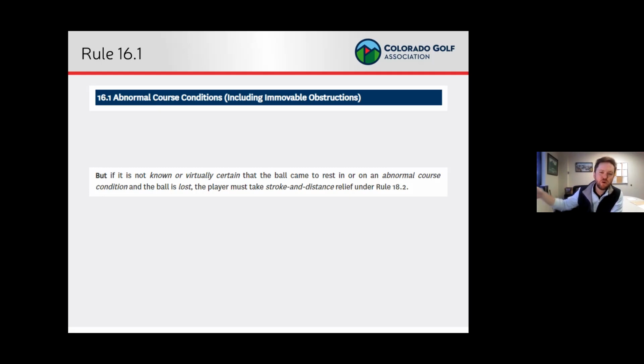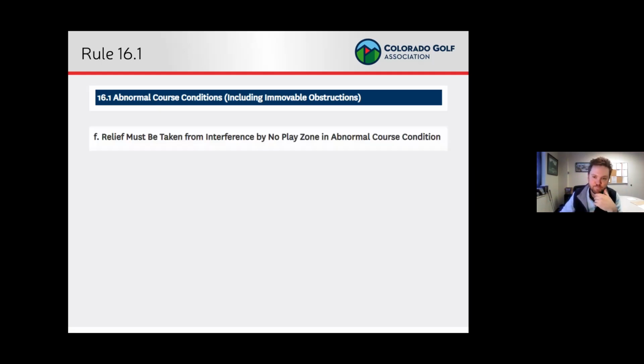You don't get to say, oh yeah, well, I hit it 300 yards away and there's a little gopher hole on the edge of the fairway and I can't find my ball and there's some thick grass and some bushes and trees, but it must have gone in this gopher hole here. That's not known or virtually certain. Your ball is lost unless you find it in the gopher hole, which you won't. But you can't assume with less than 95% certainty that the ball is anywhere in the abnormal course condition. Therefore, this bullet point in 16.1e does not apply. You're going to take stroke and distance relief under 18.2, wherever that may have been.